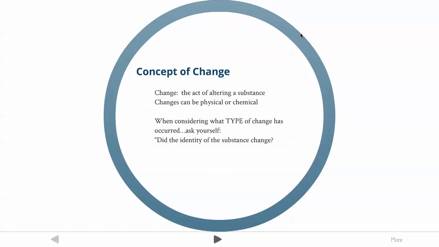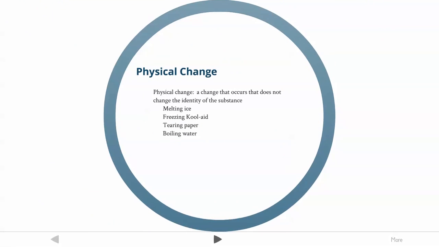When considering what type of change has occurred, you need to ask yourself, did the identity of the substance change? So if it's a compound, did we change that compound? Did we move those different elements and atoms around? If it was water, is it still water? If it was paper, is it still paper? Or did it go from water to maybe those hydrogens joined with something else and those oxygens joined with something else and you made something new entirely? So that's really how chemically you're going to distinguish the difference between a physical and a chemical change.